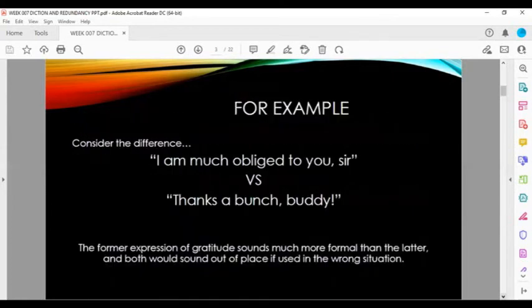For example, we may consider the following. I am much obliged to you, sir. This sounds more formal compared with thanks a bunch, buddy. So of these two expressions, the one expressing gratitude is more formal than the other. And both would sound out of place if used in the wrong situation. So when we choose appropriate words, it conveys to whom we are speaking.